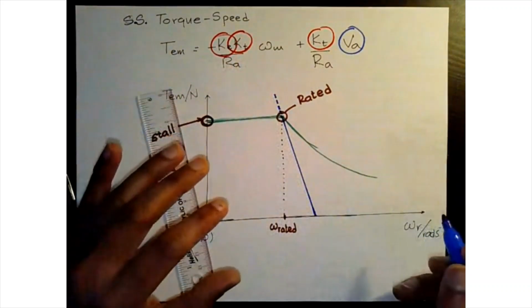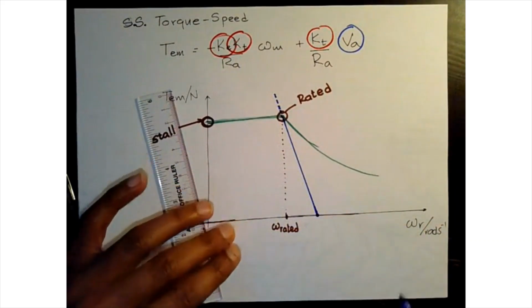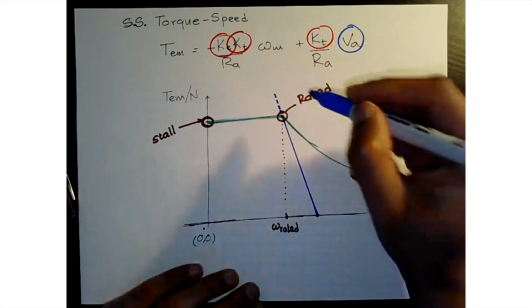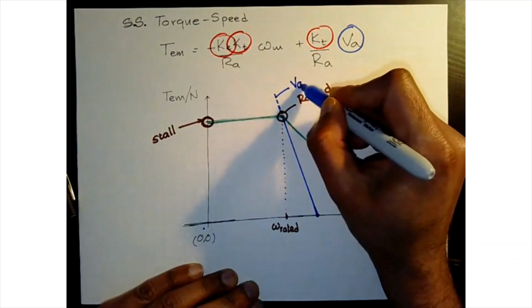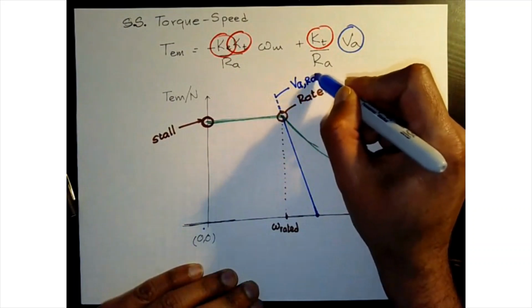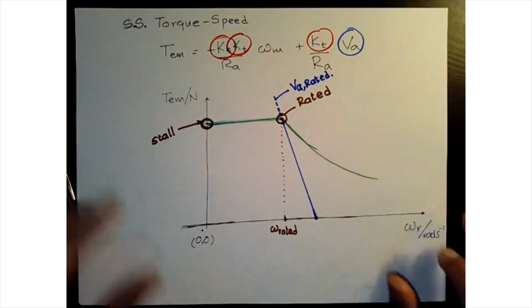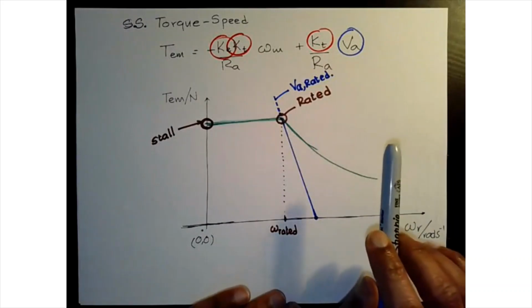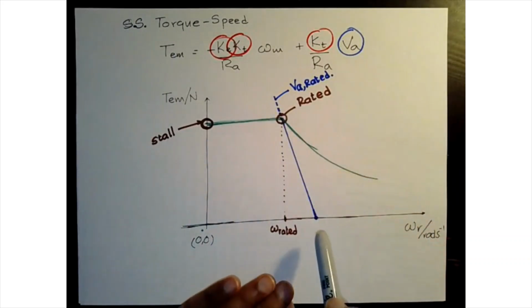Okay, now one more question. What is this operating point? Can we give a name for this? Now think, this curve is for VA rated. This is the rated voltage for this motor. That means we cannot exceed that voltage. I mean, you can, but it could cause some damage to the motor. So typically they specify a rated voltage. So at that rated voltage, we have this operating curve.